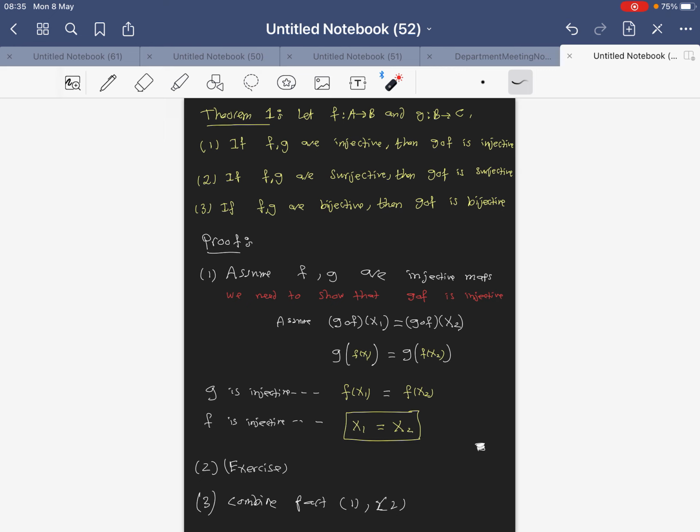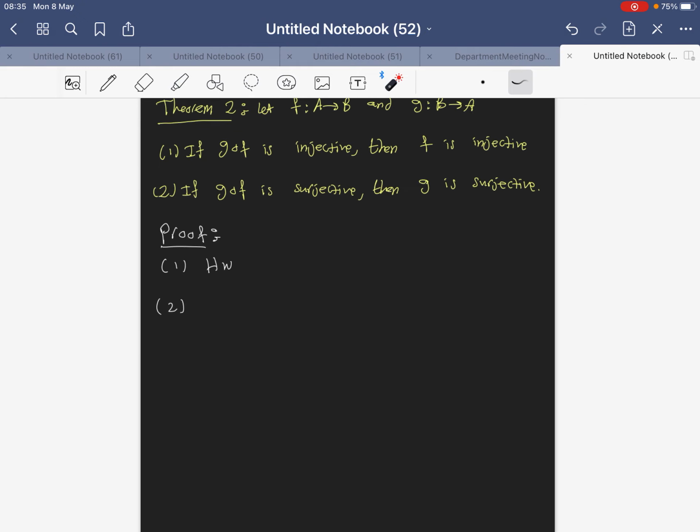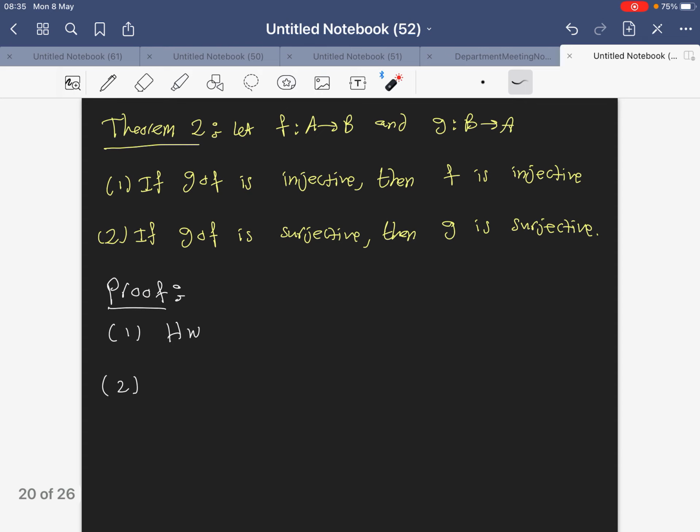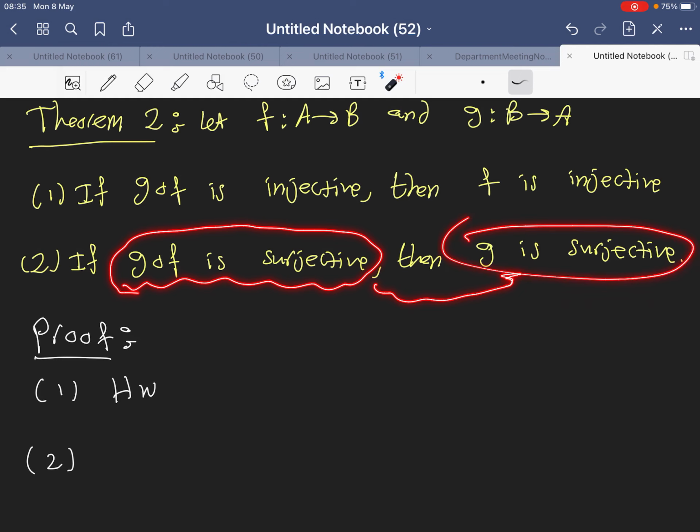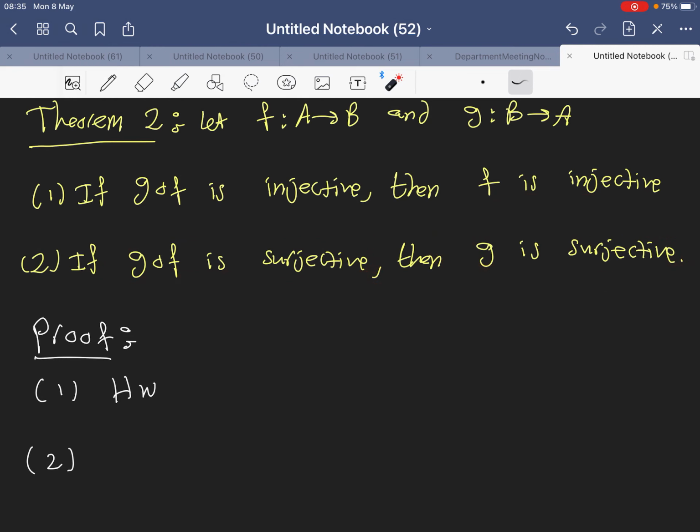Now let's go to theorem number 2, and let's ask ourselves the opposite question. What happens if the composite is injective? Do we get the other direction? Do we get that each one of them is injective? The answer would be no. If you look at theorem number 2, here we have that the composite is injective. The only information we know and we are sure of is that F is injective. Similarly, if the composite is surjective, the only information that we might know is that G is also surjective.